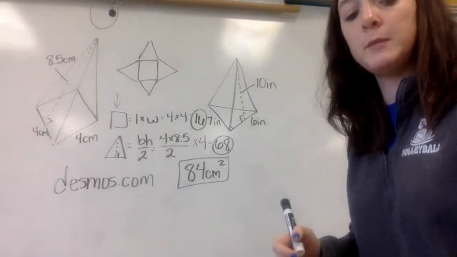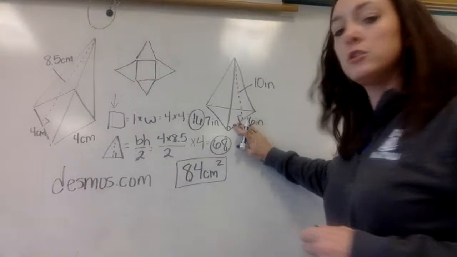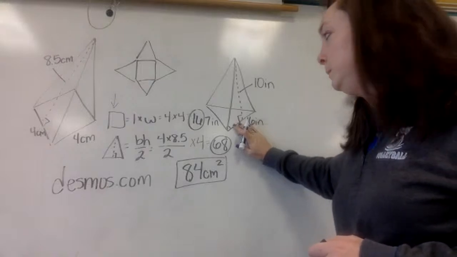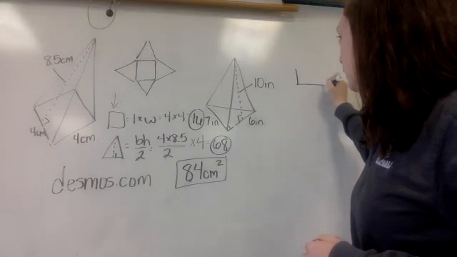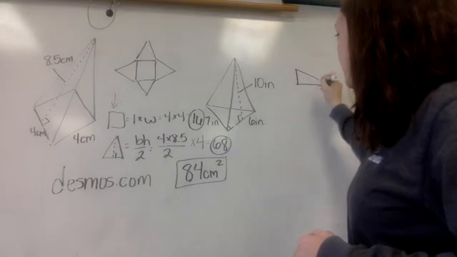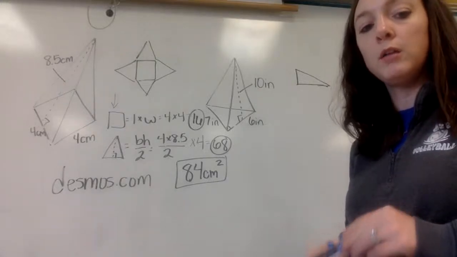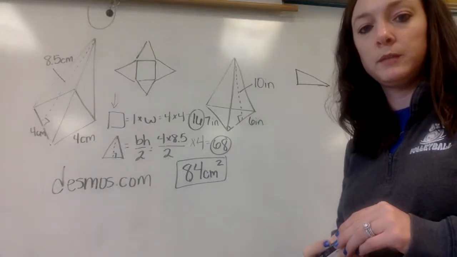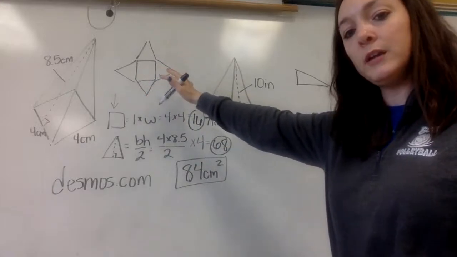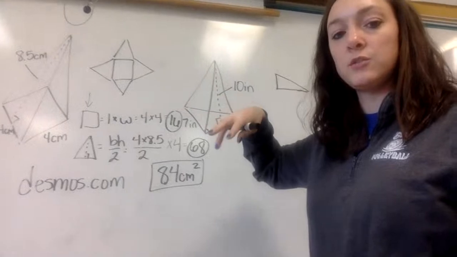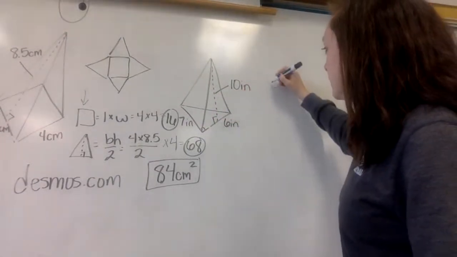Let me do one more example for you and then we shall be done for today. All right, so here's a triangular pyramid. See the 3 sides on the bottom. So if this was a triangle, we got to be careful, okay? Because all of the sides are not the same. A square or a rectangle is a little different because at least 2 of the sides are going to be the same.